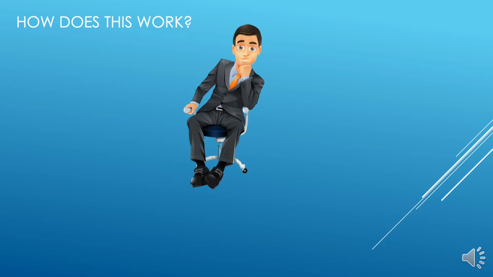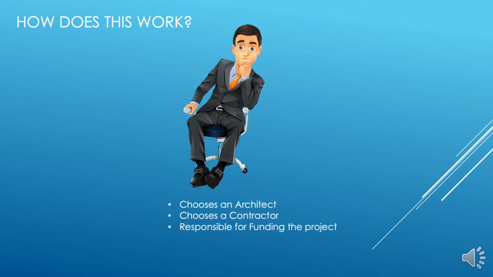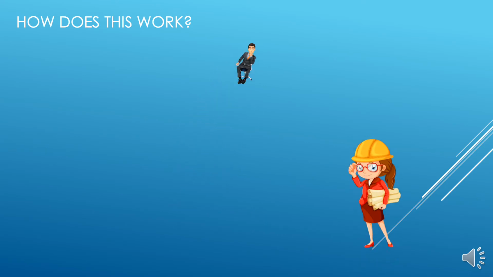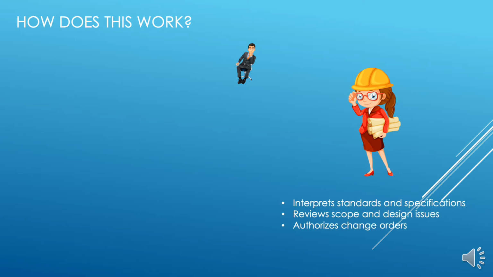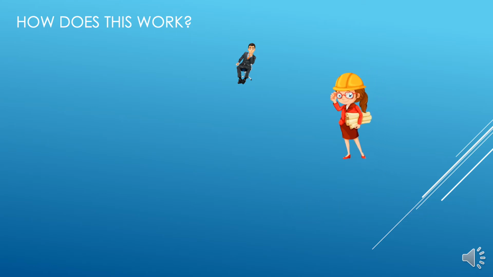How does this work? Just like in the design bid build process, the owner selects a design architect or engineering firm. But unlike waiting for the design to be completed before looking for a contractor to build it, the owner just selects a contractor to be part of the design team as soon as the architect is chosen. The architect is hired to interpret standards and specifications of the build. They review scope and design issues and work with the contractor and the owner to authorize change orders.